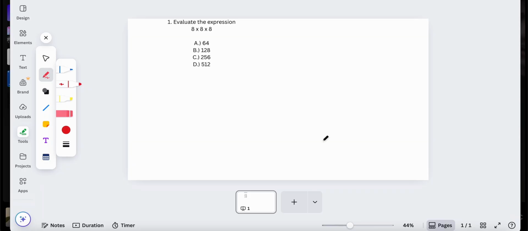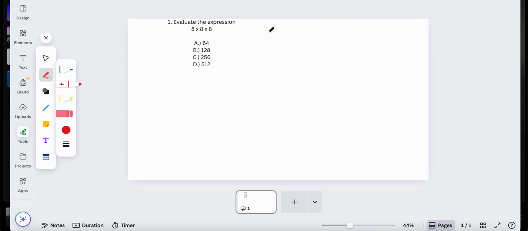Evaluate means to solve or to understand. The word expression is just to express something. We know it's not an equation because there is no equal sign. The difference between expression and equation is that an expression is just to express something, no equal sign, while an equation does have an equal sign. Now technically, you can see here, we just need to solve for 8 times 8 times 8.